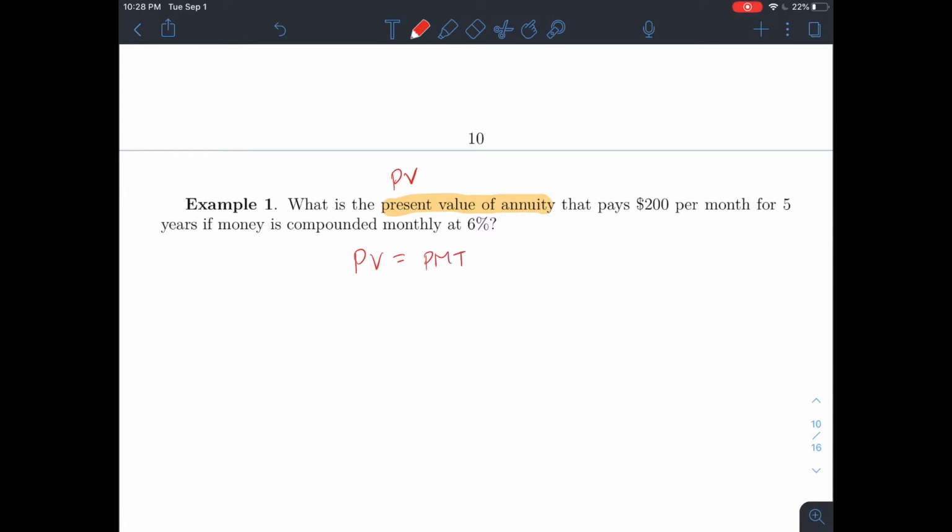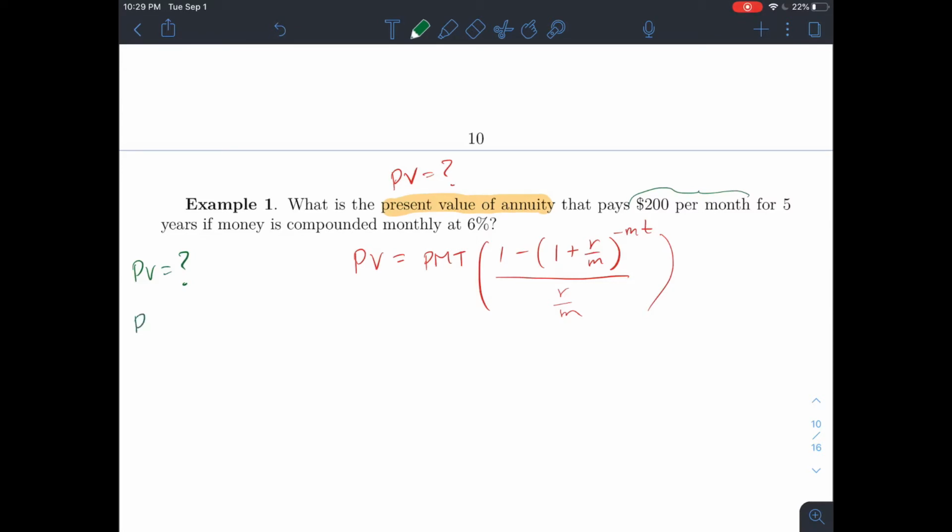PMT, and that's going to be 1 minus 1 plus R over M raised to the negative MT. And that will be all over R over M. Okay, so what is the present value of this annuity? That's what we're looking for. So let's write out our variables to the left. PV is question mark. How much are we going to be paying ourselves?